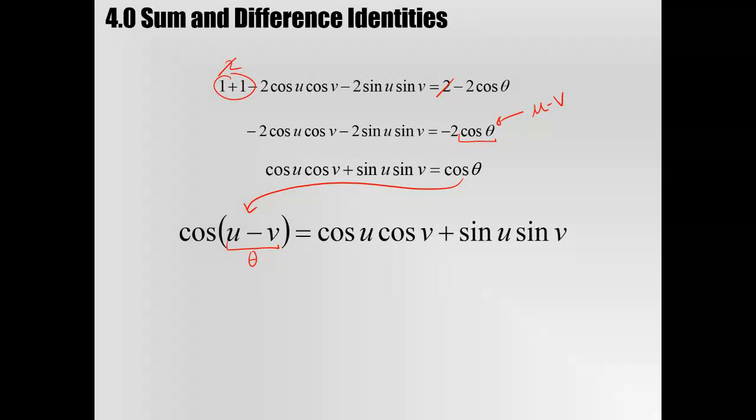Okay, so why might this be useful? Why might this be something that we're doing? Well, we know how to work with special angles, but what if we didn't have a special angle? But we could express that angle that we did have as the difference of 2 special angles. Well, then there we've got it. We can actually simplify or solve or evaluate, right?